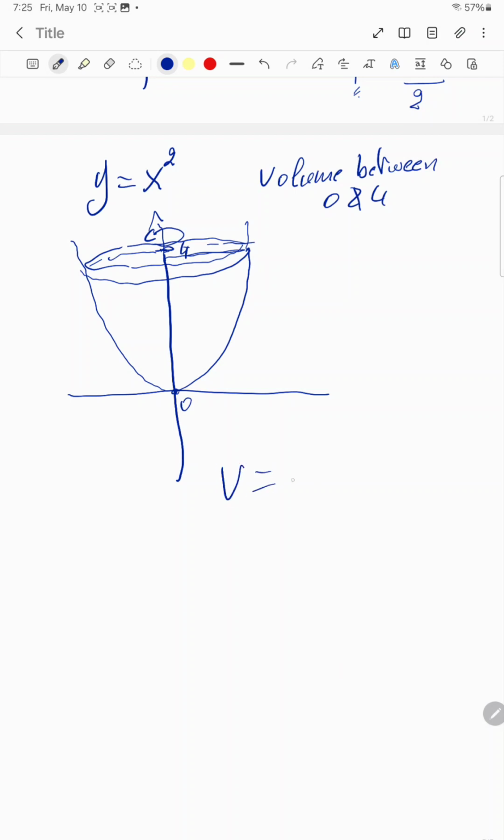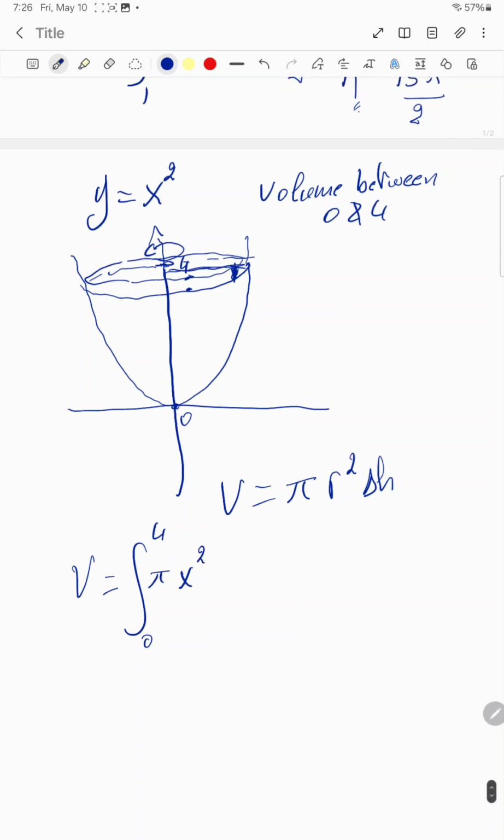So the volume is equal, again, it's a cylinder, pi r squared delta h, the difference. And the delta h here is the delta y. It is the distance between that base and that base, which is delta y. So if I want to calculate the volume, I'll do the integral between 0 and 4 of pi, and the r, we said it is x, squared, so it's x squared, and the delta h becomes delta y, dy. Okay? So the pi is a constant, so I'll take it outside my integral, so it becomes pi between 0 and 4 of x squared dy.